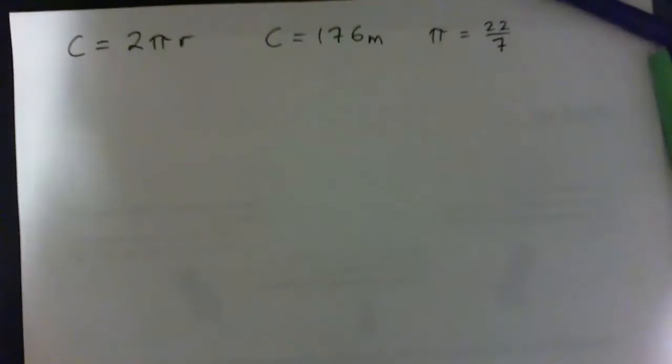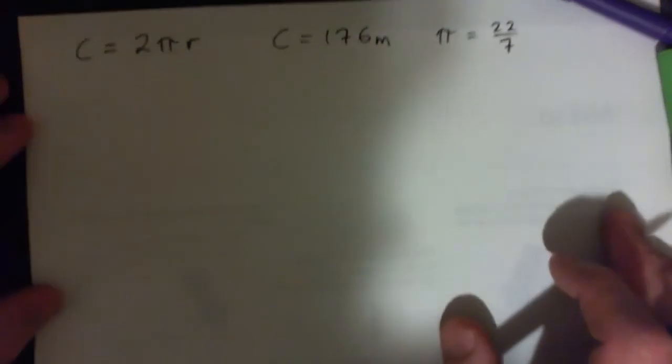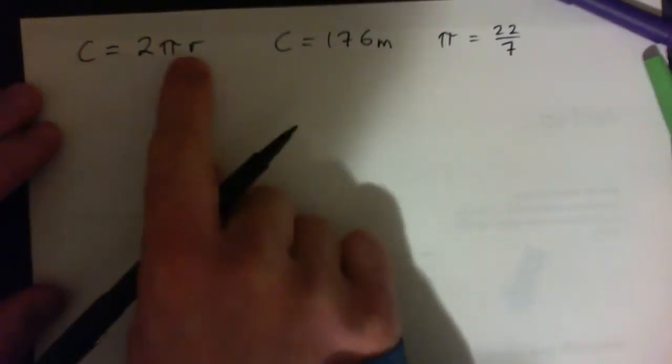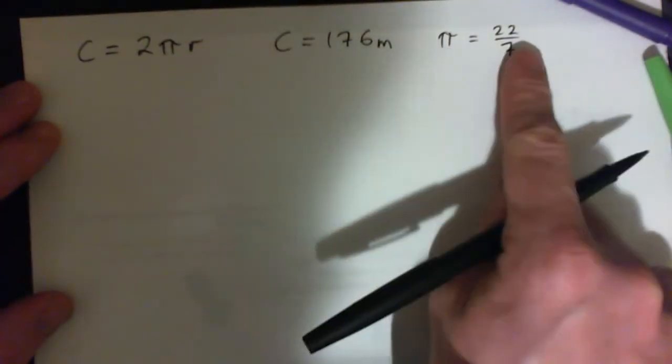Hi everybody, I'm actually going to do this homework problem with you, so you don't have to do it twice, obviously, just do it in the video. Circumference equals 2 pi r, circumference is 176 meters, and take pi to be 22 over 7.